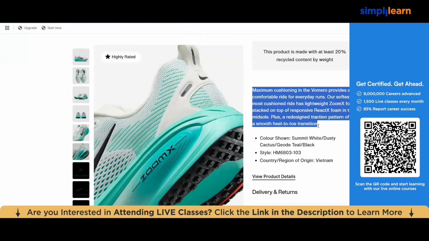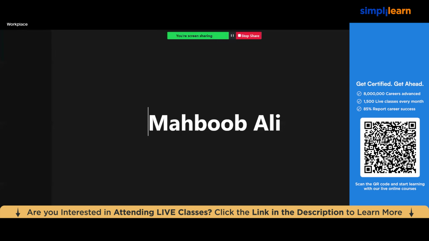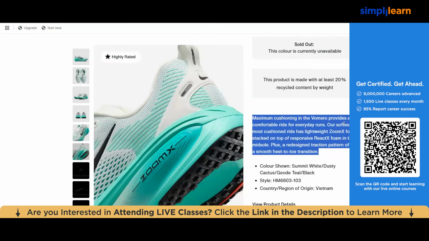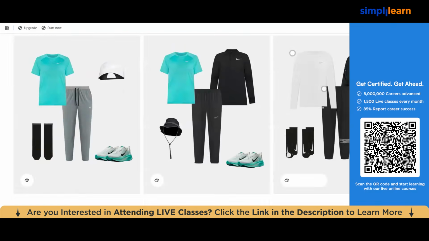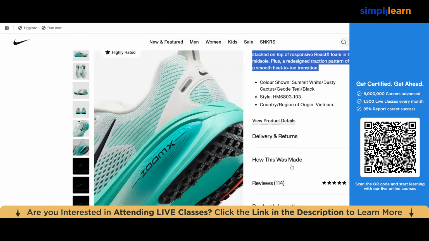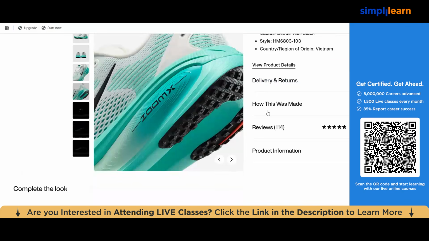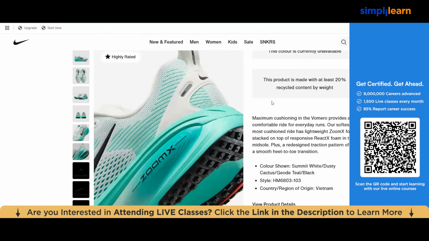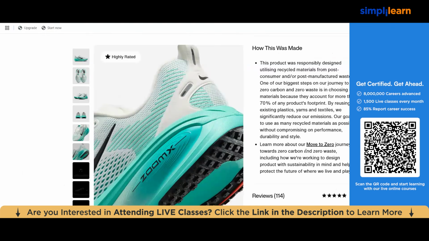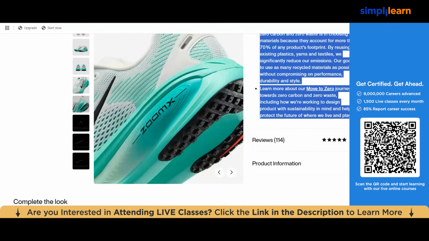But this kind of description they are providing, being Nike as a brand, is for a reason, because the description for a product makes all the difference when it comes to an online platform, right? And this is what I'm talking about. All the policies must be very clear in these kinds of products. All delivery and returns, how this was made, and see, this is the storytelling I'm talking about. So this is the description, and there is a storytelling about the product over here, right?